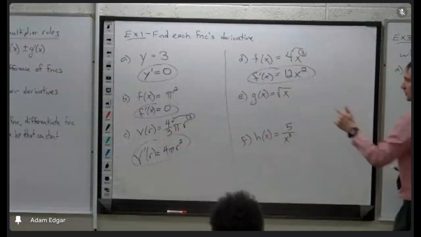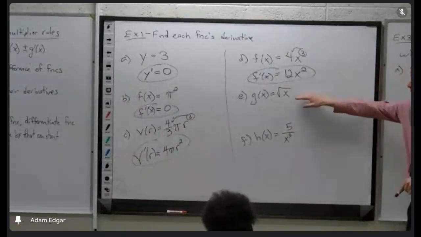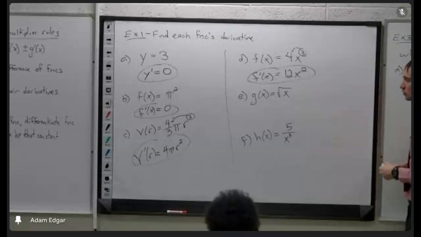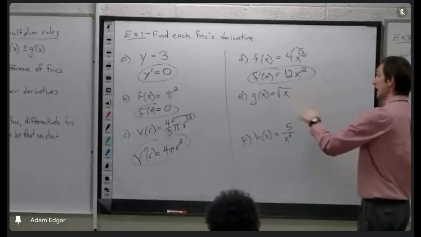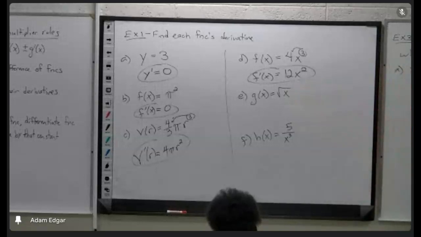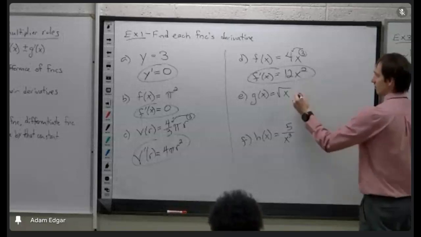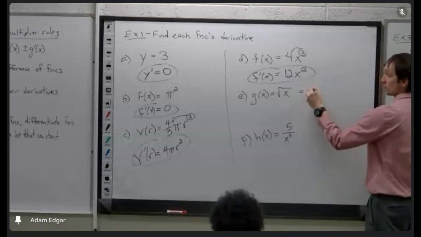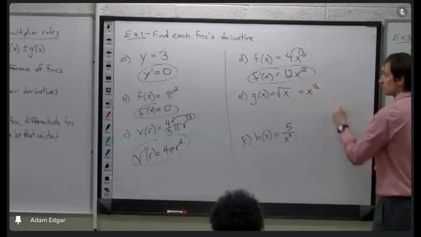Now this next one, you look at this and say, hey, wait, whoa. How am I going to do power rule if I don't have an exponent? So this is where power rule gets a little interesting. You sometimes need to rewrite the function so that it fits your power rule pattern. What's x square rooted the same as? X to the 1/2. Now do your power rule.